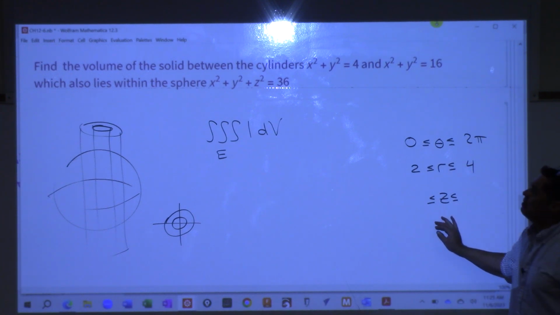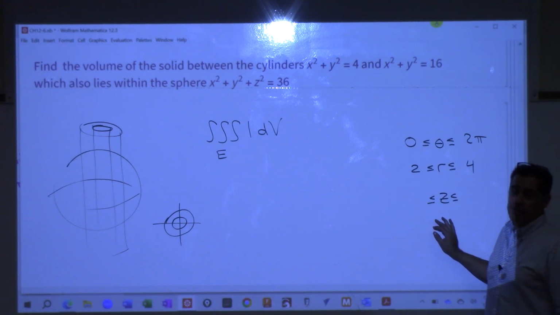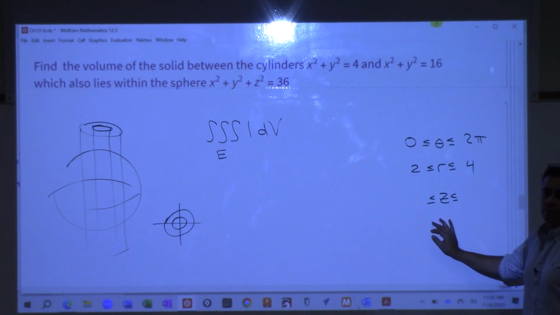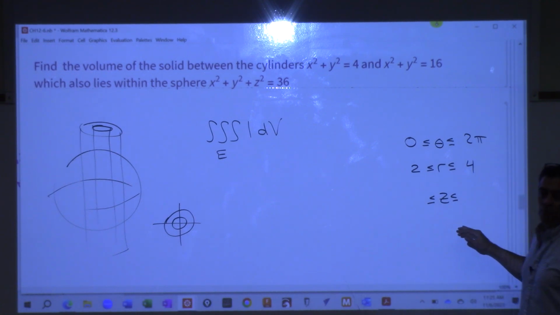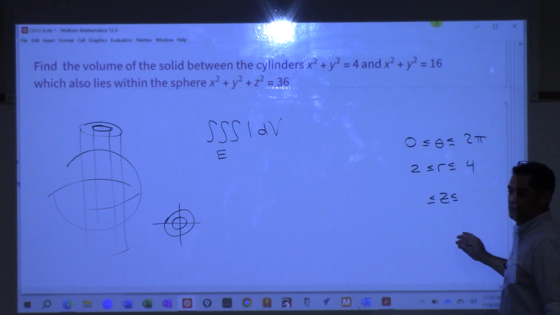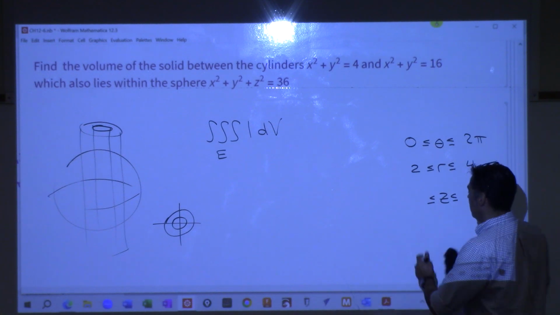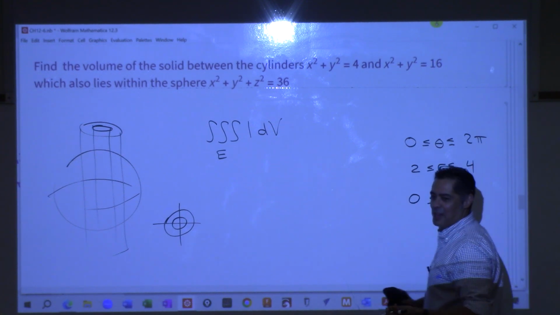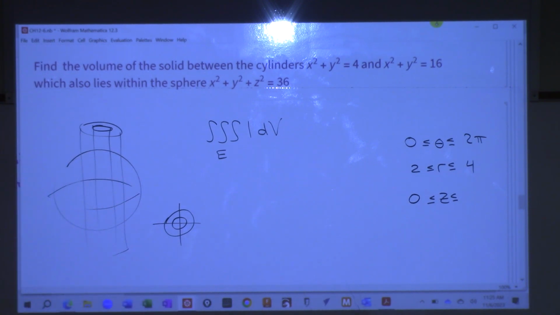Well, what are you thinking? Remember, we're only going to do the top half and double the answer, right? We agreed to do that. So if we're just going to do the top half, what would our bottom be then? 0, the ground. Okay, since you got that, you get the top now. So what would the top be?